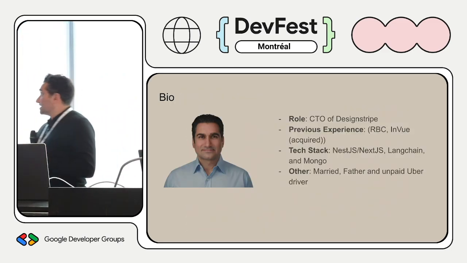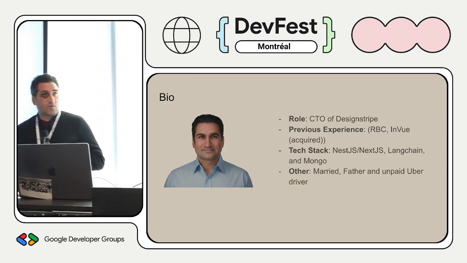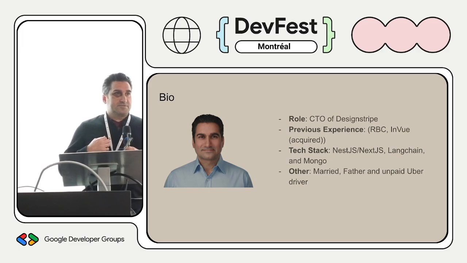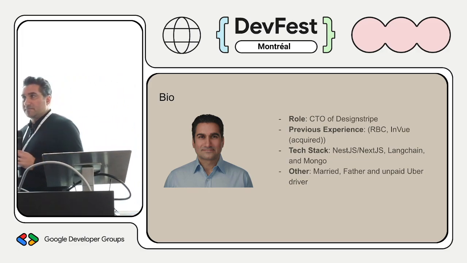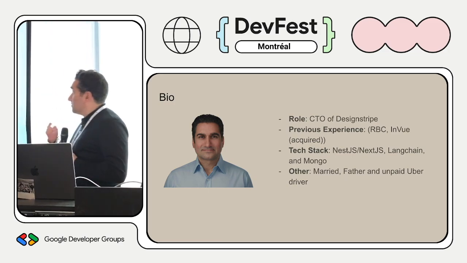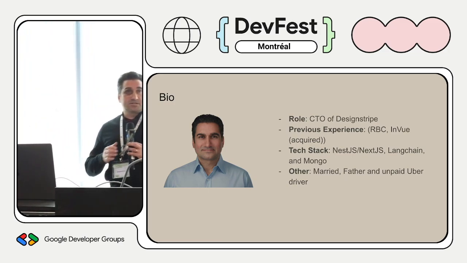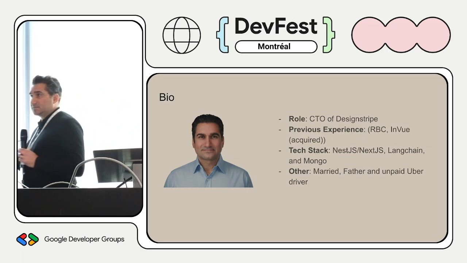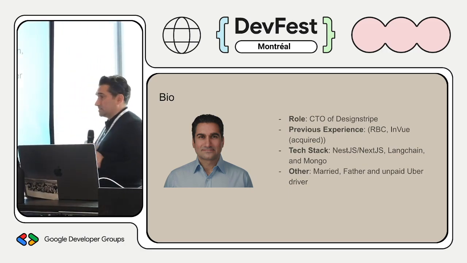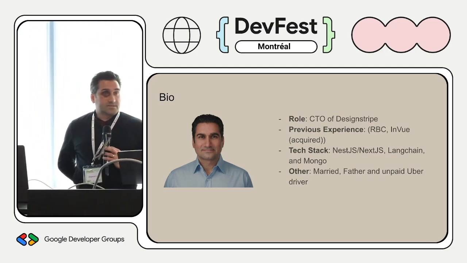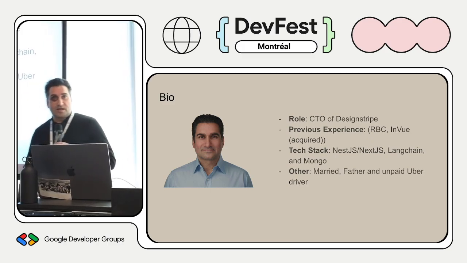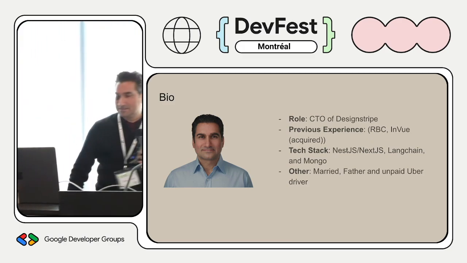Alrighty, so as I said, I'm the CTO of Designstripe. Before that, I used to work for RBC for a couple of years. I helped build their digital office here in Montreal, and before that, I spent about 5 years with a company, through an acquisition, called InView. The current tech stack that we're using at Designstripe is predominantly Next.js and Node.js, so TypeScript. We do have some parts that are Python, and we do a lot of LangChain and Mongo for a lot of our AI type work. And I'm a married father and an unpaid Uber driver. For those of you who are parents, you probably understand what that means.